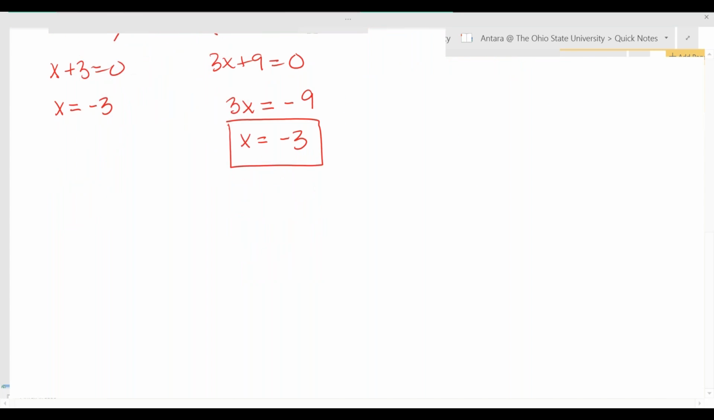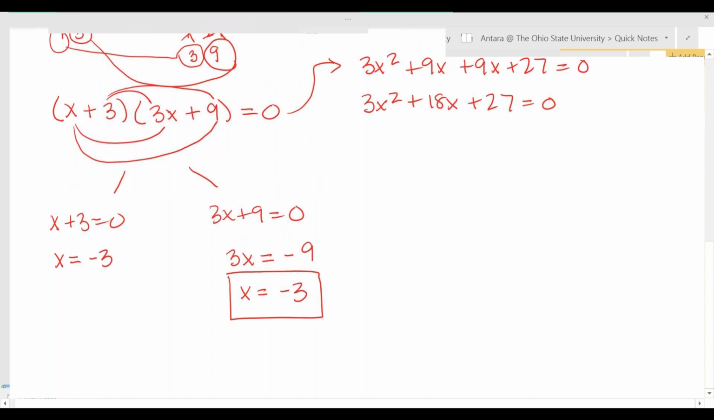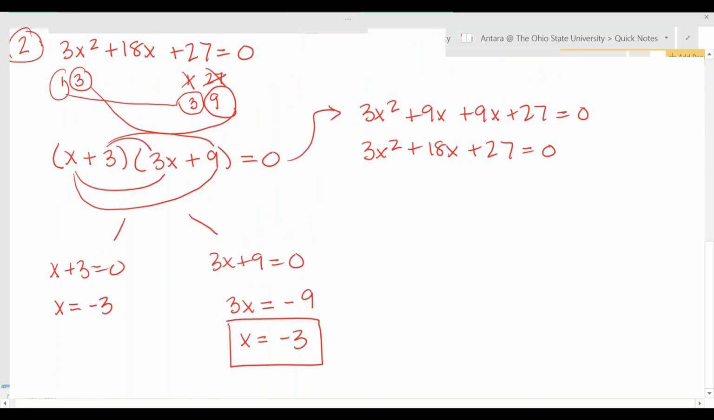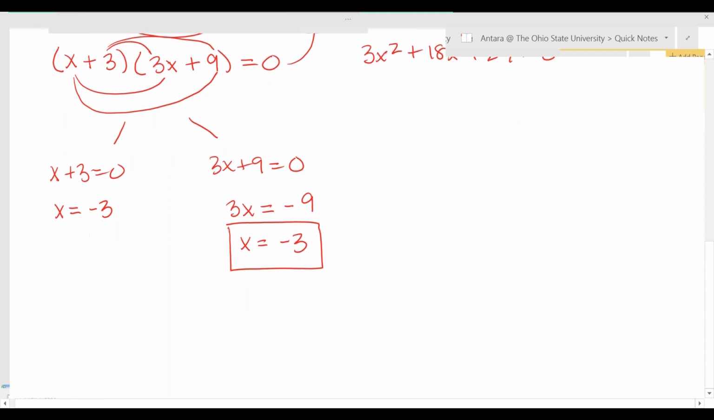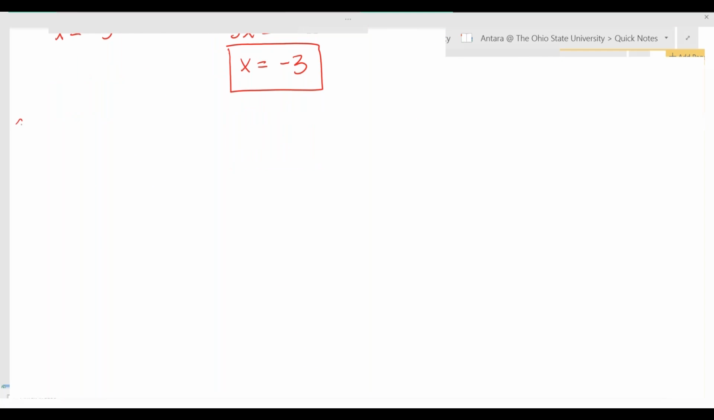So now we will do a slightly harder example. So the next example we have is the quantity of 2x plus 3 squared minus 6x equals 9.